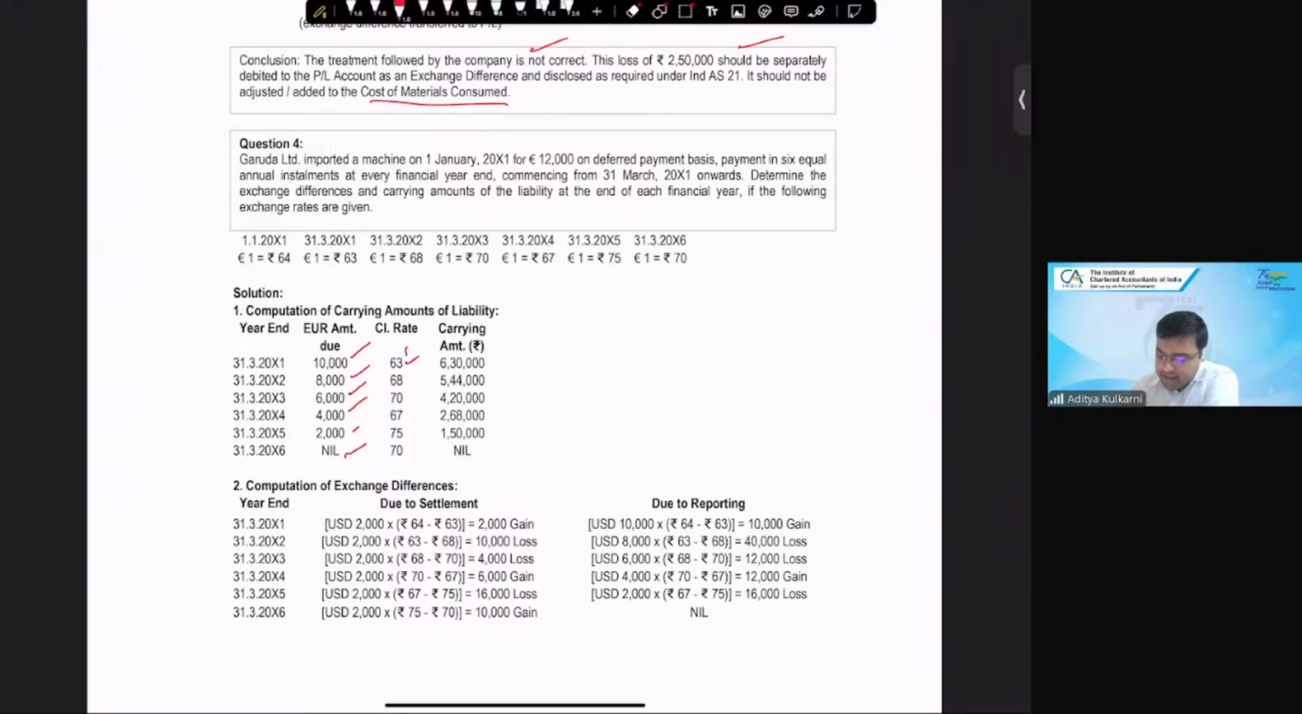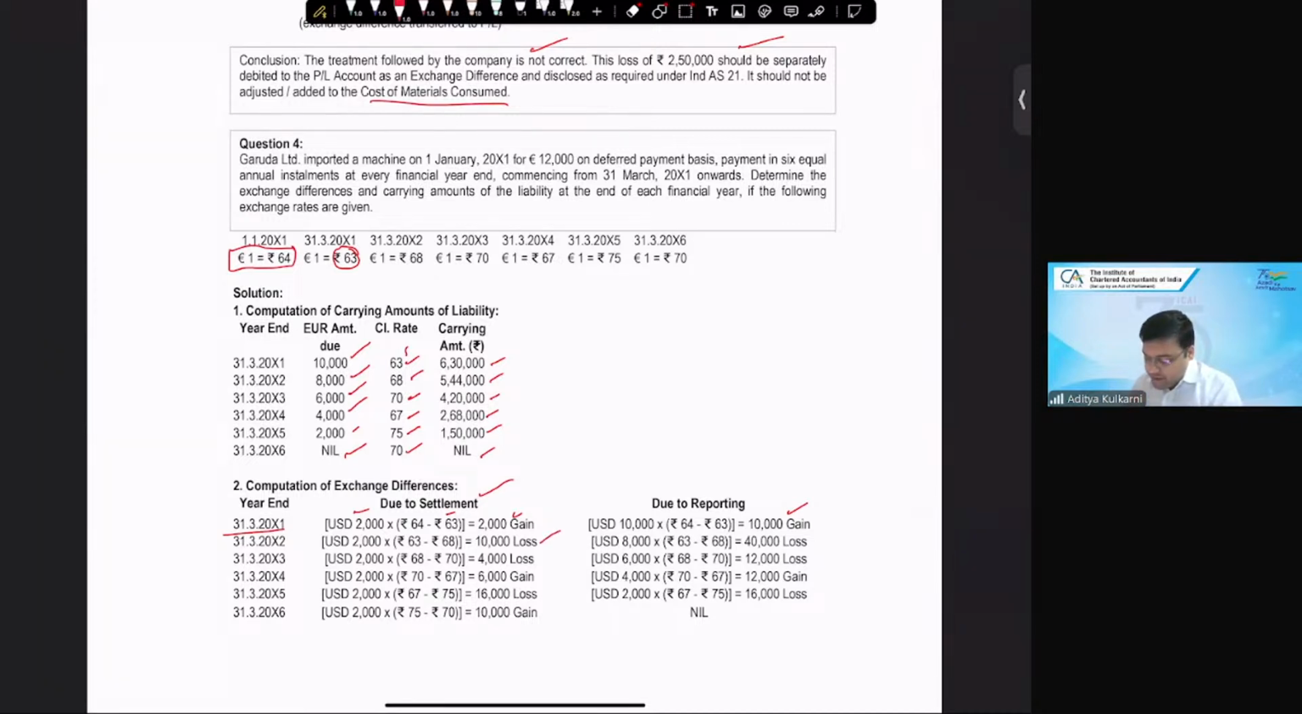This is the closing rate at the end of each year. So the closing INR value is calculated. Now, if I have to calculate my exchange rate difference, very simple. Due to settlement, $2,000 I'm paying in the first year at 64 minus 63. I had procured the loan when it was 64. I am settling the first installment at 63. So I am paying 1 rupee less. So that becomes a gain of 2,000 and a reporting gain of 10,000 on the balance $10,000 which are outstanding.